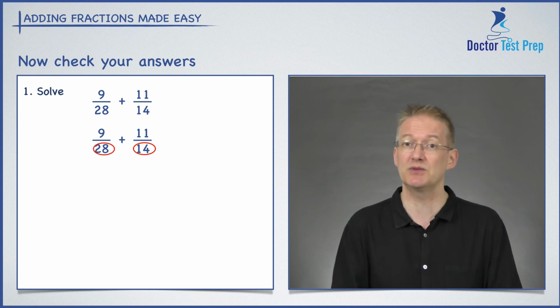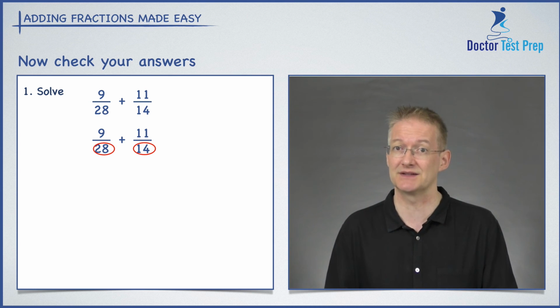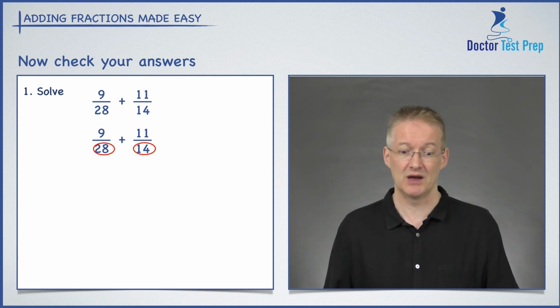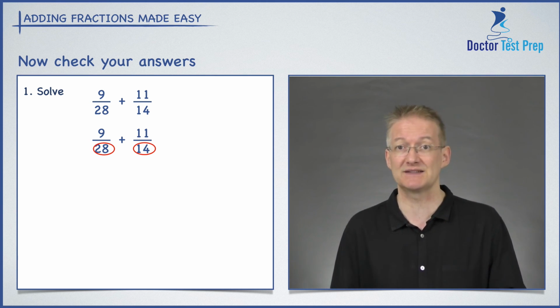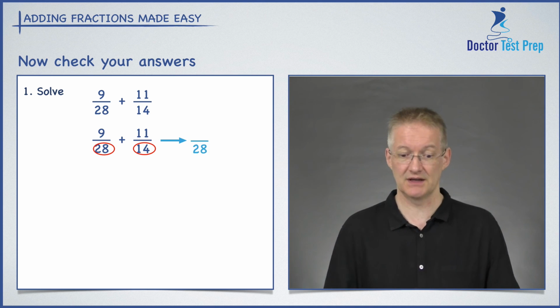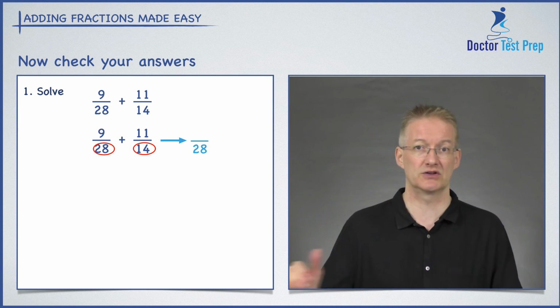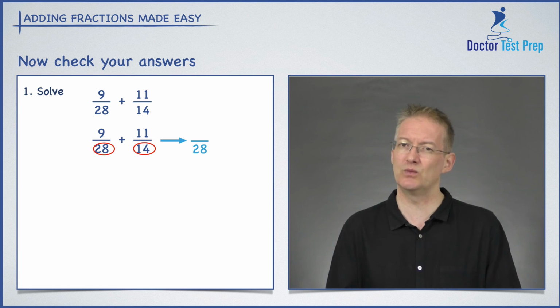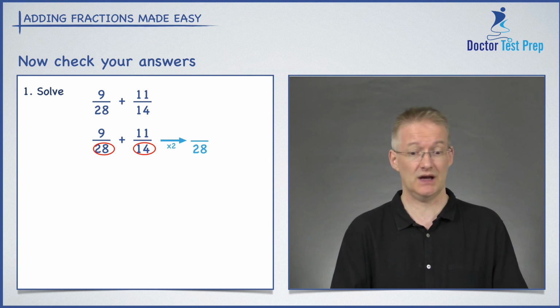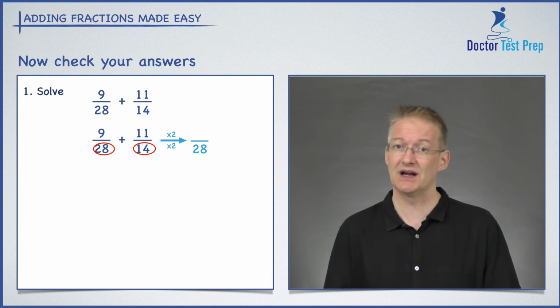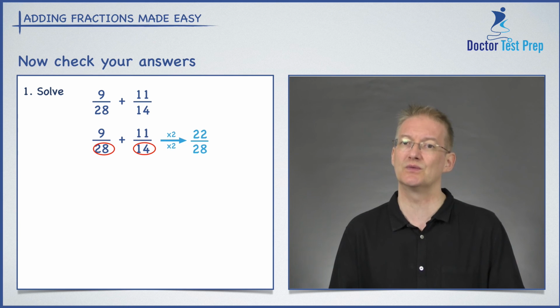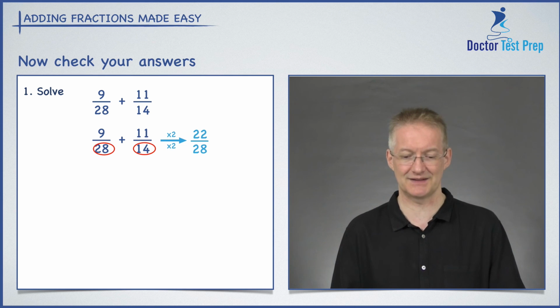So I'm going to rewrite both of these fractions as something over 28. Now the 9 over 28 is already there, so I'm going to leave that alone. But the 11 over 14 needs rewriting as something over 28. So I'm going to show my arrow there, I'm going to show my 28 on the bottom, and then I'm thinking, what did I have to do to the 14 to get to 28? Well, I had to multiply by 2. So if I'm multiplying the bottom by 2, I have to multiply the top by 2, and that's going to give me 11 times 2, which is 22 over 28.